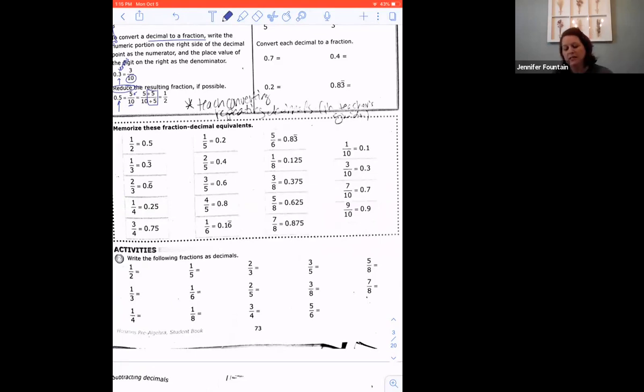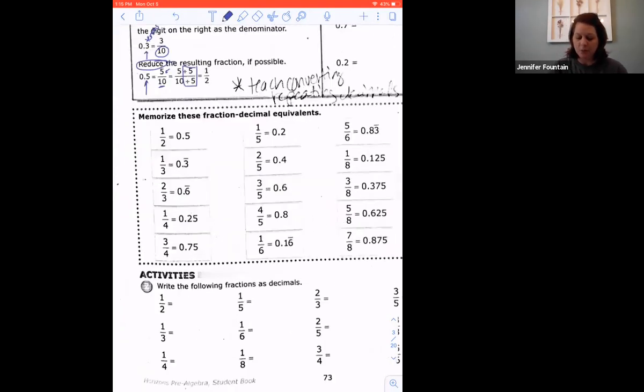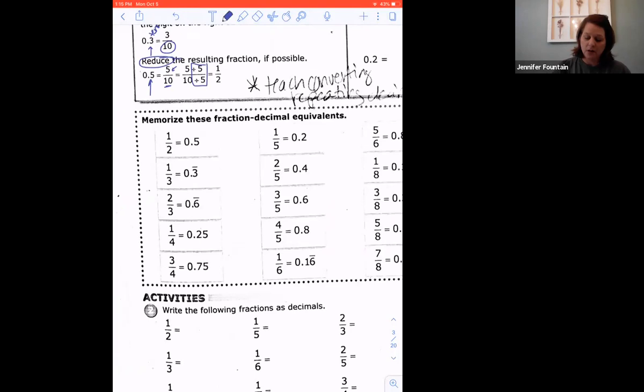Now there's a few of these that you might not see quite as much, but I'll put a check mark by the ones that you're going to see pretty often. 1/2 and 0.5, 1/3 and 0.3 repeating, 2/3 and 0.6 repeating, 1/4 and 0.25, 3/4 is 0.75. And I told you guys that when I'm dealing with fourths, I use that to think of quarters. So 1/4 is 0.25, 2/4 would be 0.5, but that would reduce to 1/2. 3/4 is 0.75.